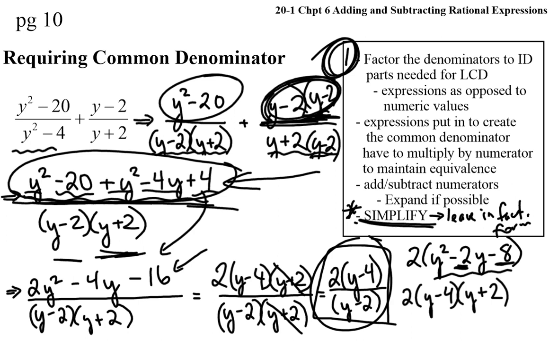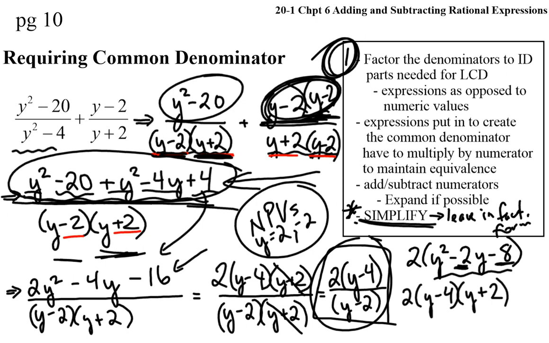And now we need to go back very quickly and check our NPVs. Y minus 2, y plus 2, that's the only thing we had in our denominators. So our NPVs: if y minus 2 equals 0, that's because y equals 2. If y plus 2 equals 0, that's because y equals negative 2. So here's our answer as long as y doesn't equal 2 or negative 2.